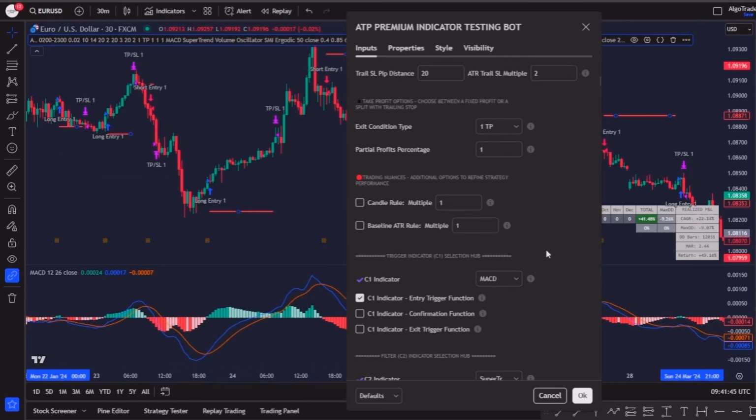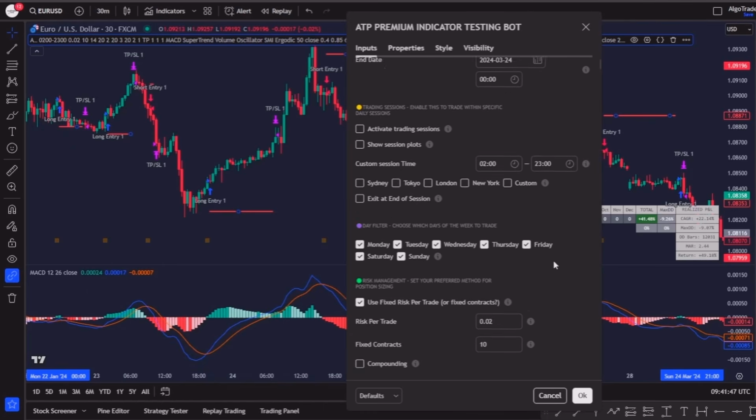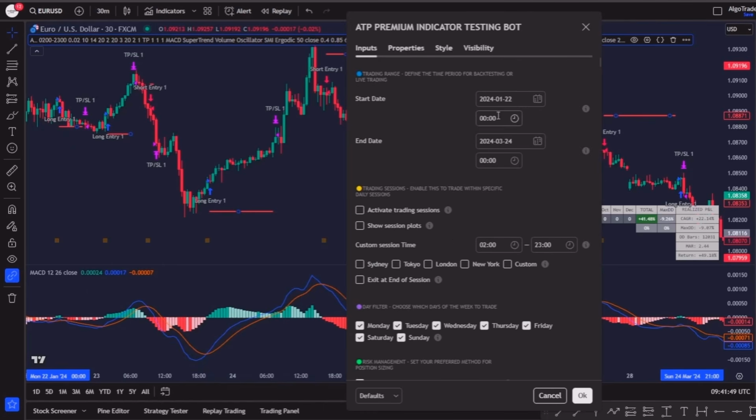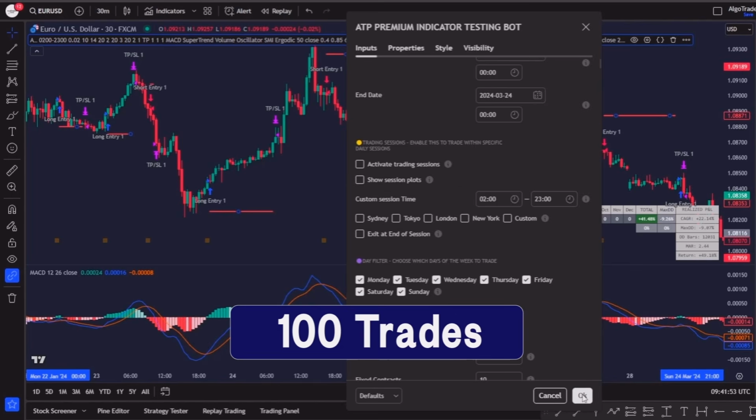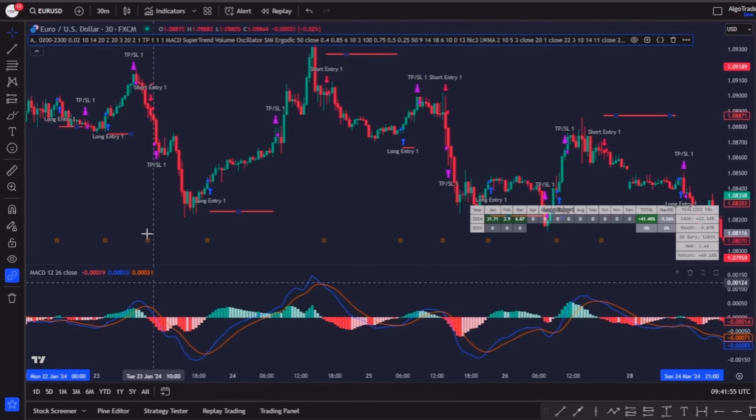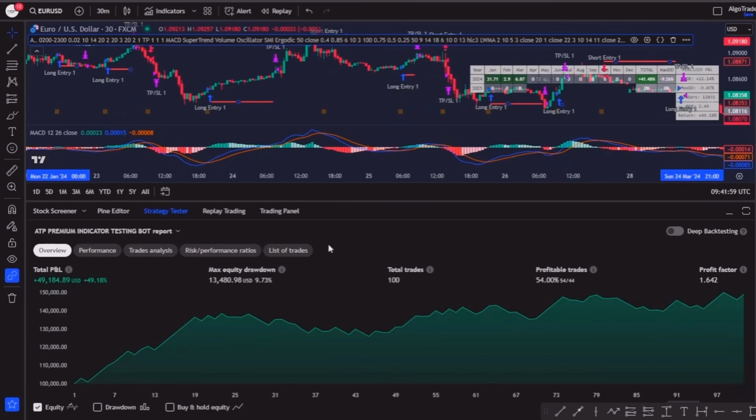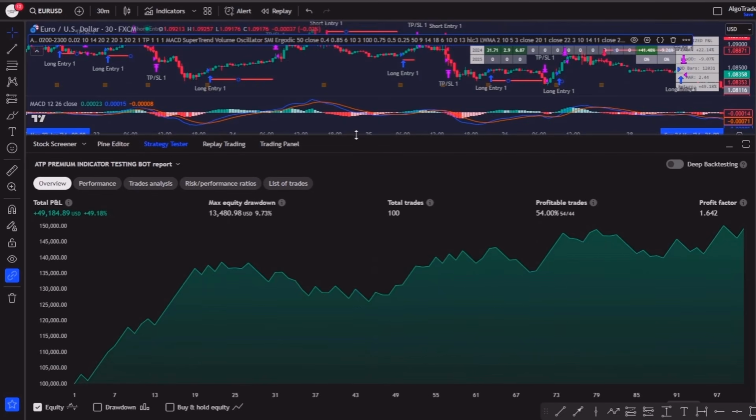This bot already has our strategy rules coded, so I will apply it from January to March 2024, which will generate 100 trades. After clicking on OK, we can see that the trading bot correctly places all trades on the chart, and below, in the Strategy Tester tab, we can analyze the results.